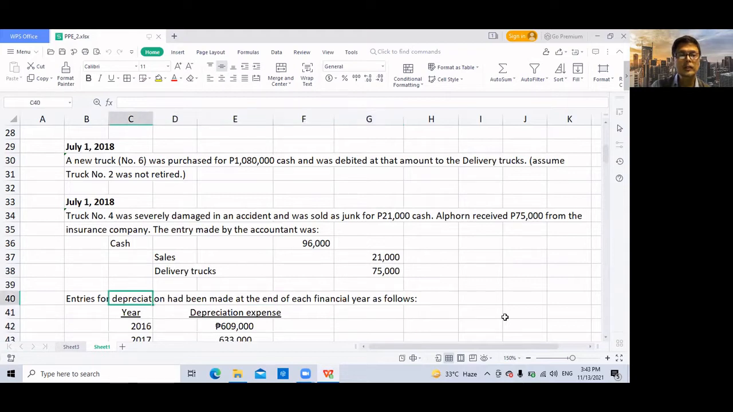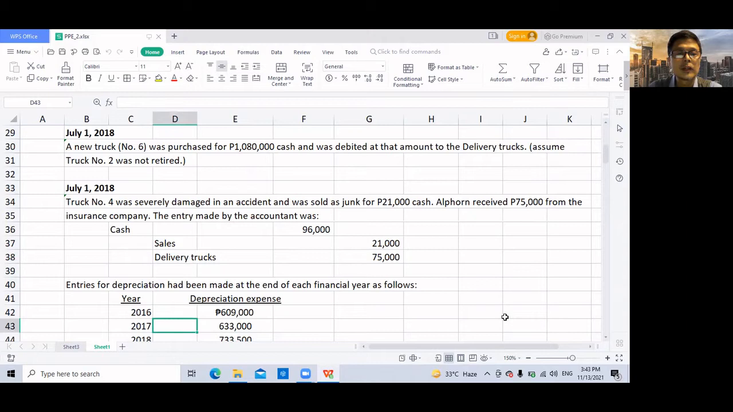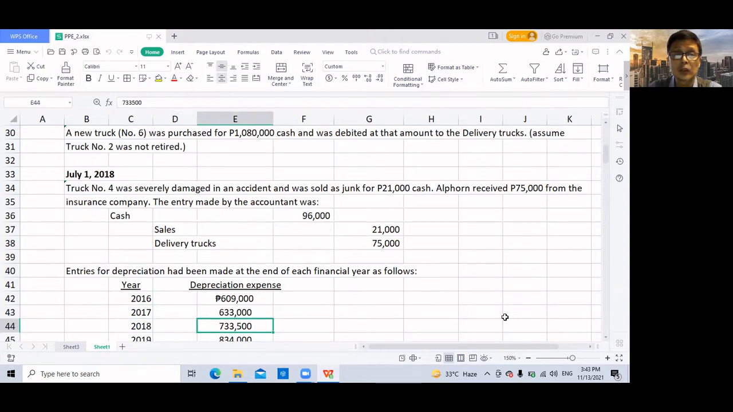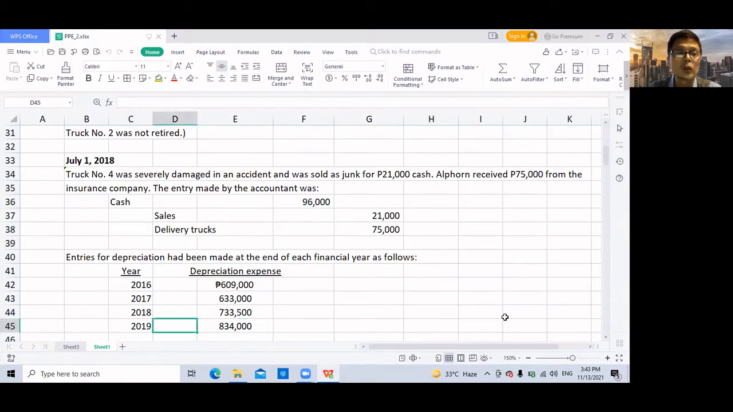So, entries for December for depreciation had been made at the end of the financial year as follows. Here are the year as well as the depreciation expense. We have 2016, that's 609,000. That's what he did. Okay, 2017, there is also 633,000 in depreciation expense. 2018, there is 733,500. And 2019, there is 834,000.